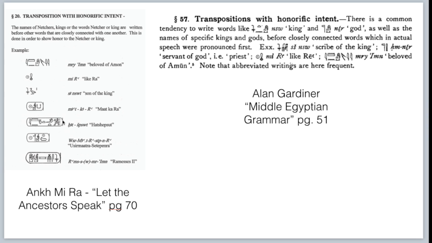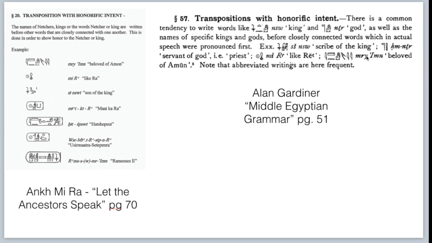All right. So the same thing, similar examples. We have Meri Amen. This is from Gardner now. Meri Amen. He speaks about that. Mira. He speaks about that. Seshnesu, which is royal scribe or scribe of the king. He speaks about that. Hem Netcher.